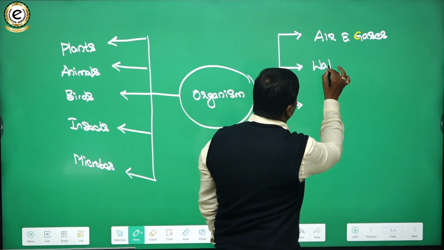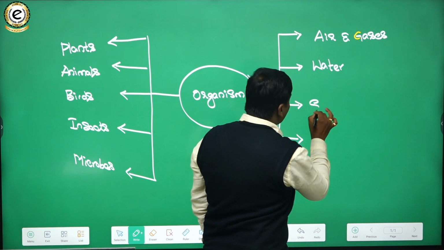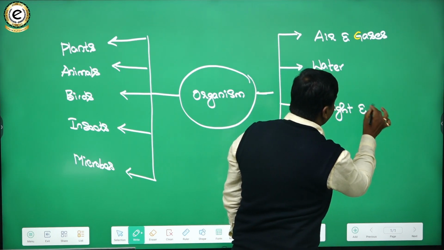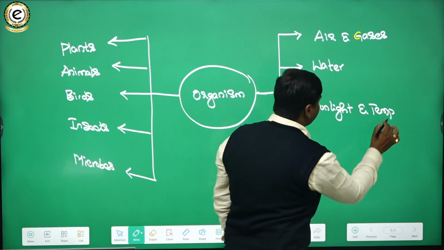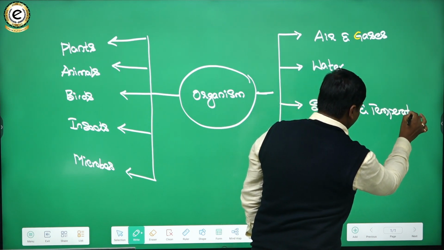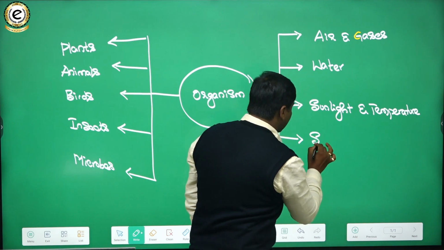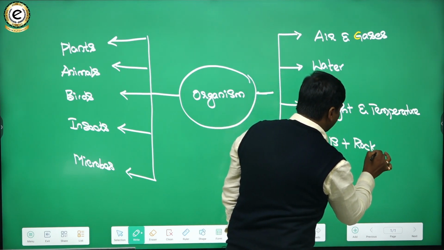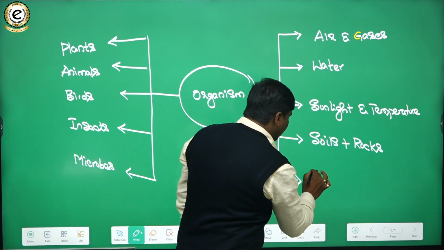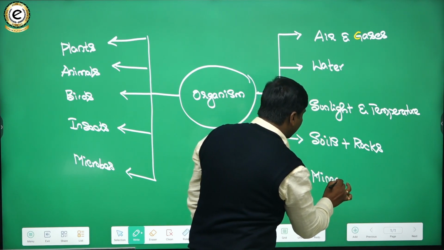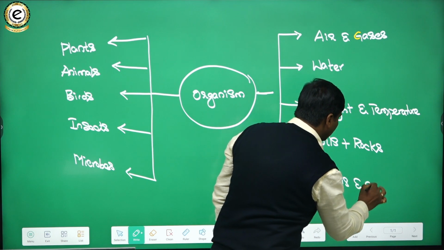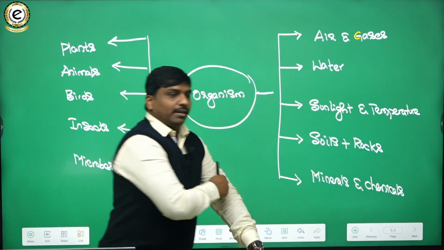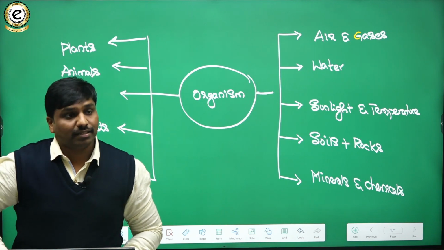Water and water bodies. Sunlight and temperature. Can you see? And then what else? Yes. So can we see soils plus rocks? Okay. And then can you see some minerals and chemicals? So we can see all such kind of things that surround an organism.